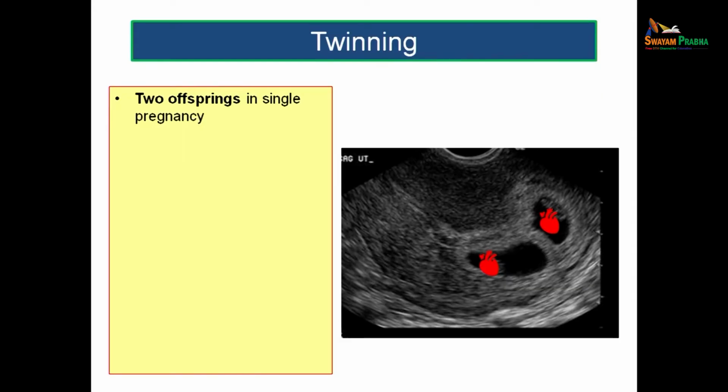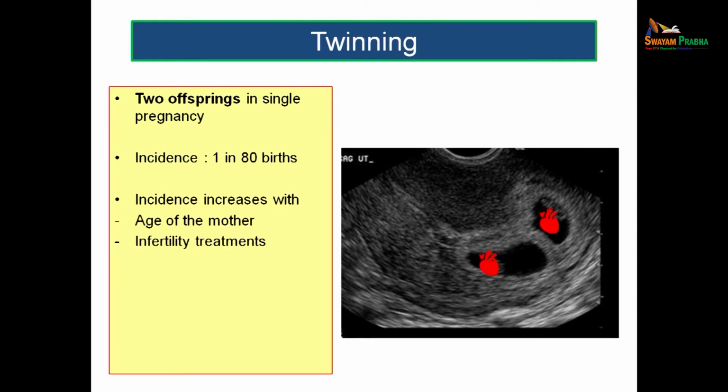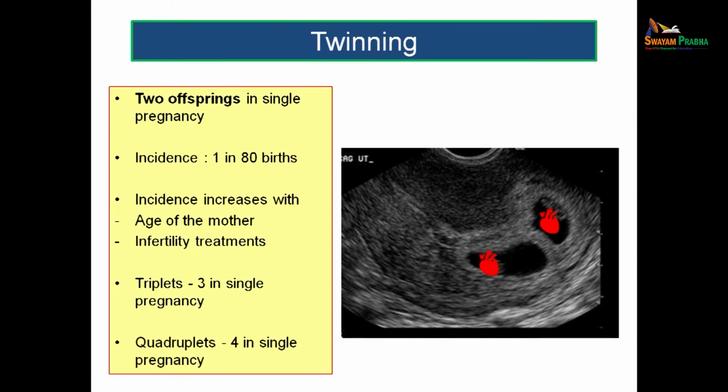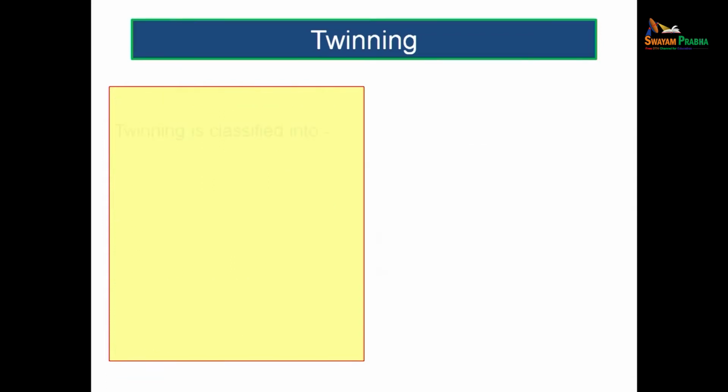So first, let's see what you mean by twinning. If two offsprings are conceived in a single pregnancy, that process is known as twinning, and the incidence is said to be 1 in 80 births. The incidence increases with age of the mother as well as with the infertility treatments. And what do you mean by triplets? If you get 3 offsprings in a single pregnancy, you call it triplets, and if you get 4 offsprings in a single pregnancy, you call it quadruplets.